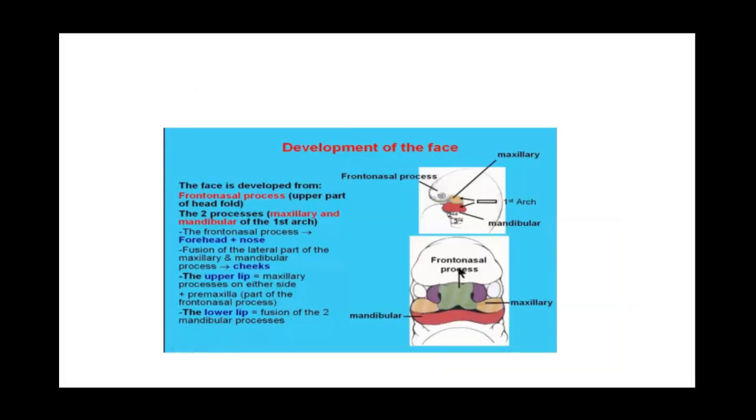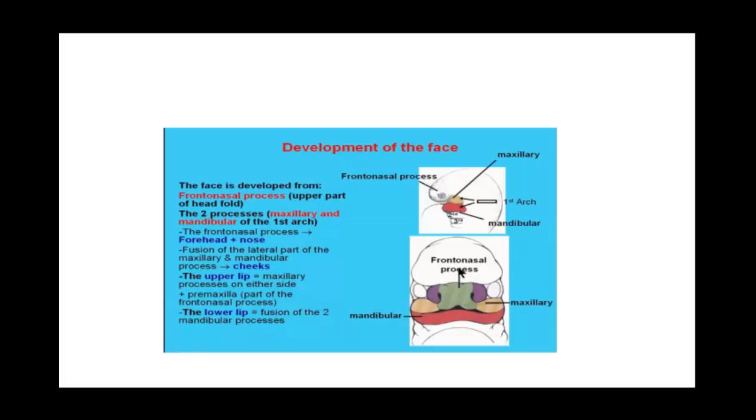So the face is developed from the frontonasal process, the upper part of the head fold, that is the fronto, it's going to form your forehead, that is the frontal part, and the nasal part of the frontonasal process is going to develop into the area where you are ultimately going to have the development of the nose. So you can say the frontal portion is going to develop into the dorsum of the nose, and then you have the tip of the nose, then the ala or the sides, and the septum. So respectively you are going to have these different parts coming from the nasal process. The two processes, maxillary and mandibular, from the first arch, the frontonasal process, forehead and the nose.